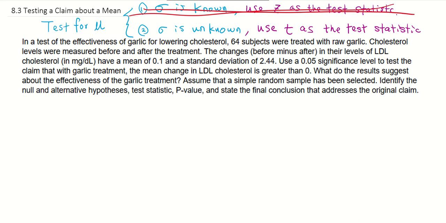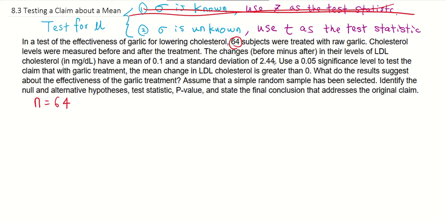This is a problem from your homework. In a test of the effectiveness of garlic lowering cholesterol, 64 subjects were treated with raw garlic. So here the first data appeared. This 64 is your sample size, right? Your N is 64. Let's keep going. Cholesterol levels were measured before and after the treatment. The changes in their levels of LDL cholesterol have a mean of 0.1 and standard deviation of 2.44.